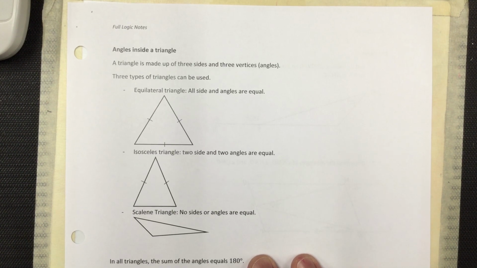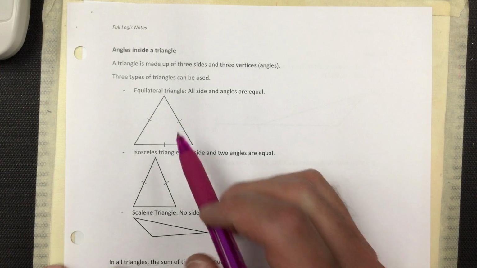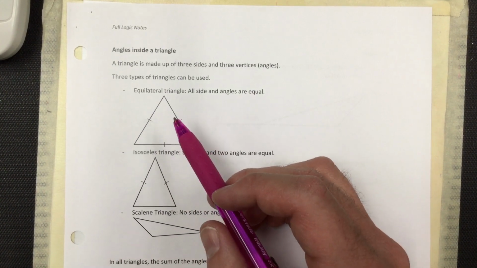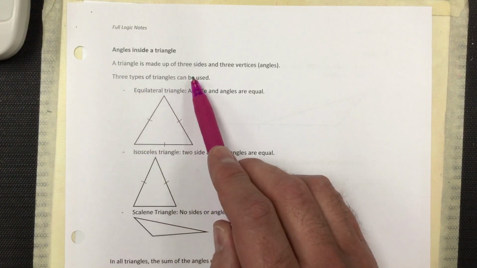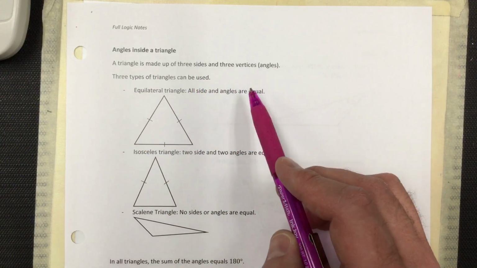Let's take a look at angles inside of a triangle. The first thing we have to do is take a look at a few triangles. Now we're going to prove something that we somewhat already know, but let's go through and make sure we understand our angles properly here. A triangle is made up of 3 sides and 3 vertices, or what we might call an angle.